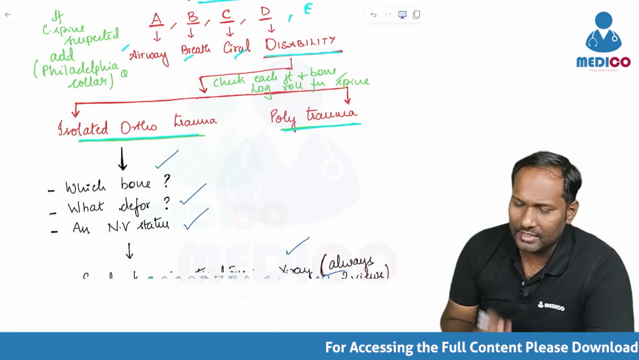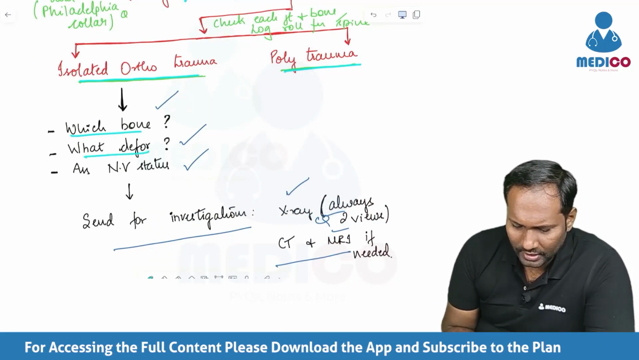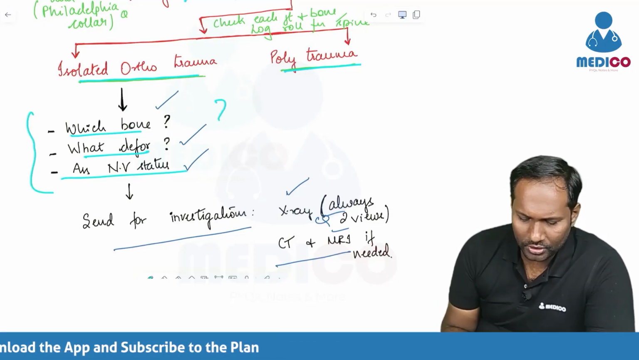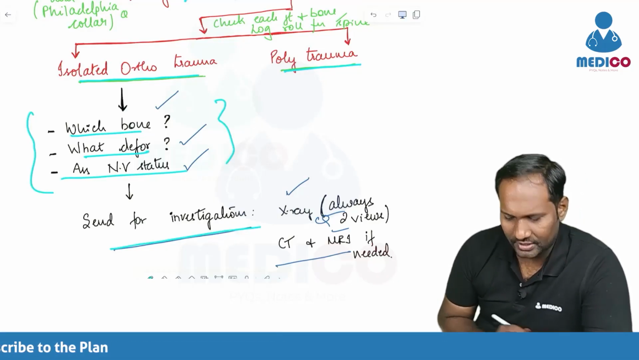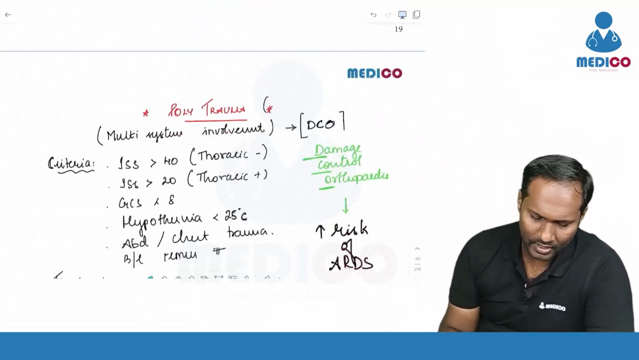First, let's look at isolated ortho trauma. Which bone is affected? What is the deformity? And what is the neurovascular status? To find out about this, you're going to send for investigations. It could be X-ray, CT or MRI as and when required.